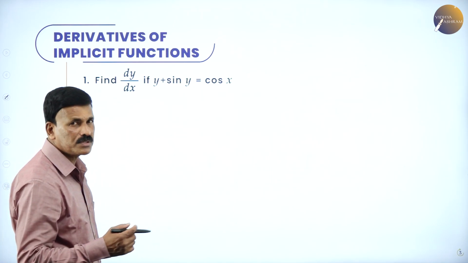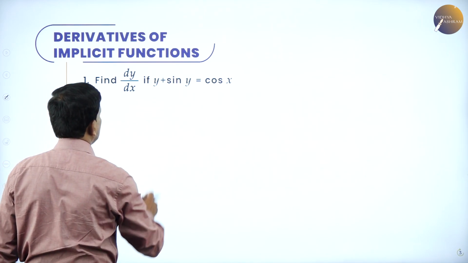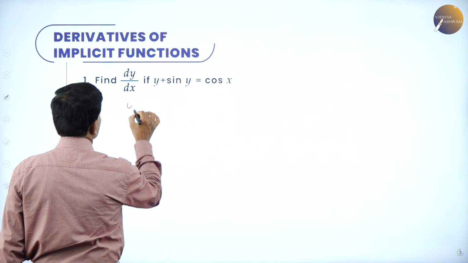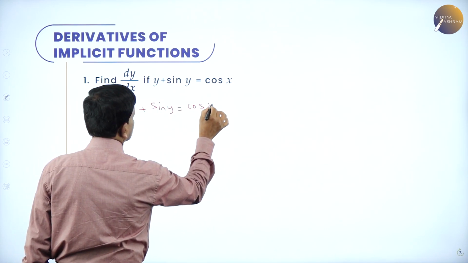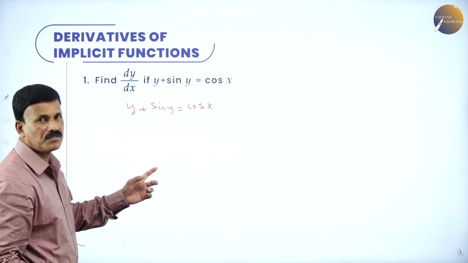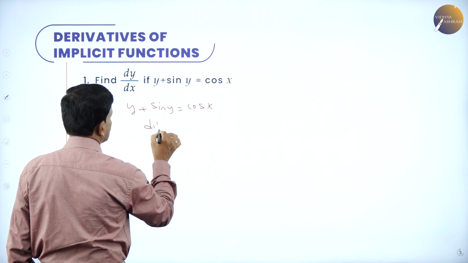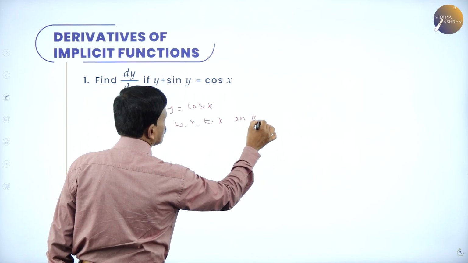These types of problems are very important, either for 2 marks or 3 marks. Now find dy by dx if y plus sine y is equal to cos x. What is given? y plus sine of y is equal to cos x. Now you cannot consider let y because the y term is already given here. Now differentiate with respect to x on both sides.